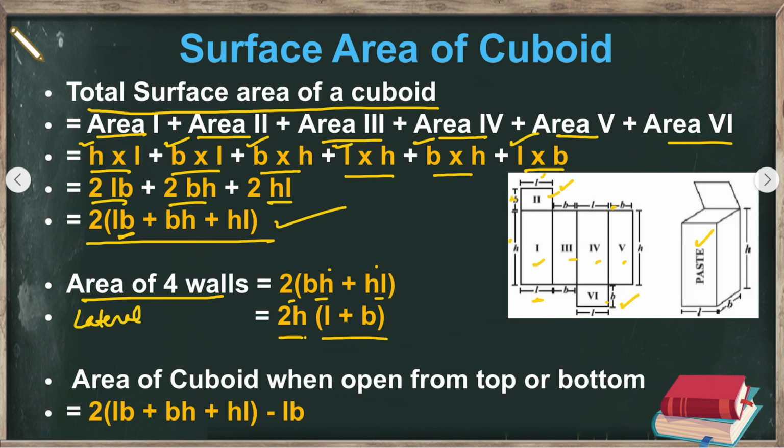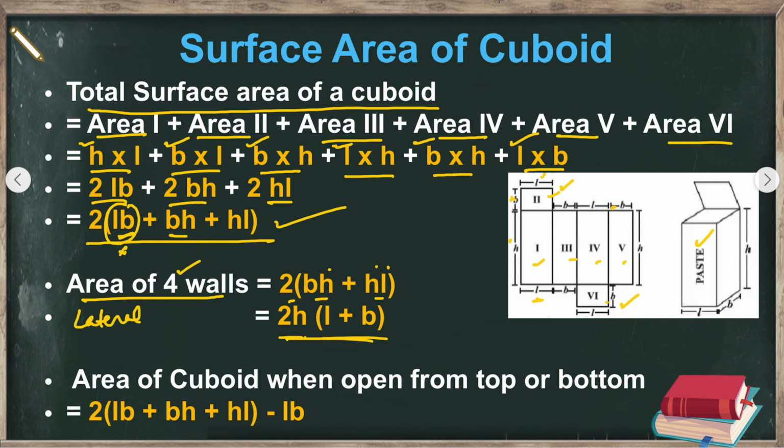Why do we have only this? Because we are taking only the 4 walls, that means the lateral sides. We are not including the top and the bottom face. That means the lb part of this formula will be eliminated, so we get only bh and hl. After taking h common, the area of 4 walls is equal to 2h into (l plus b).